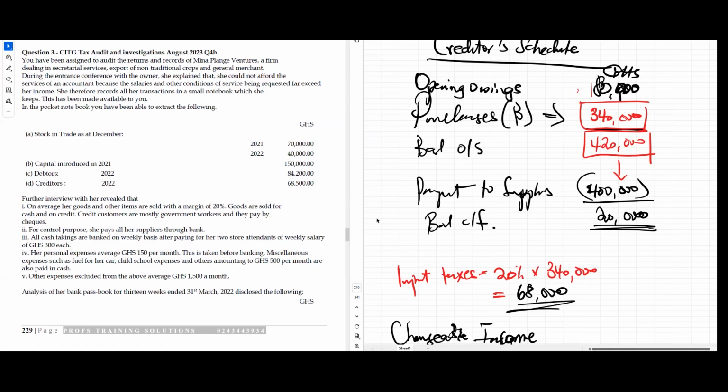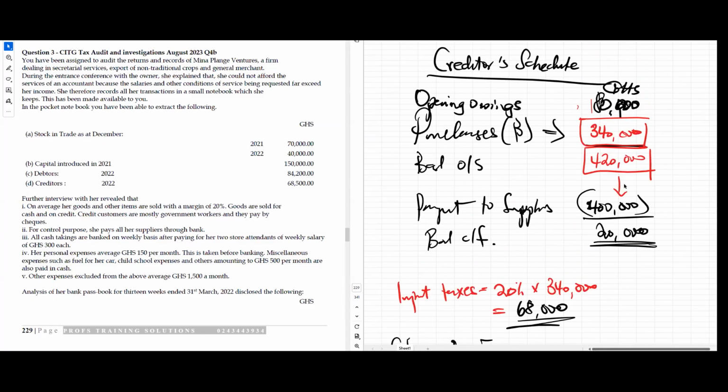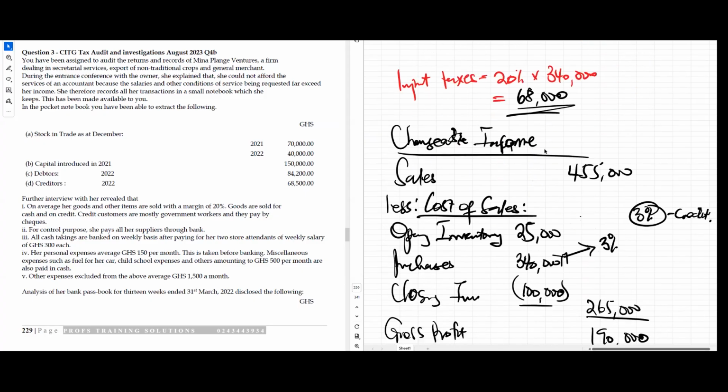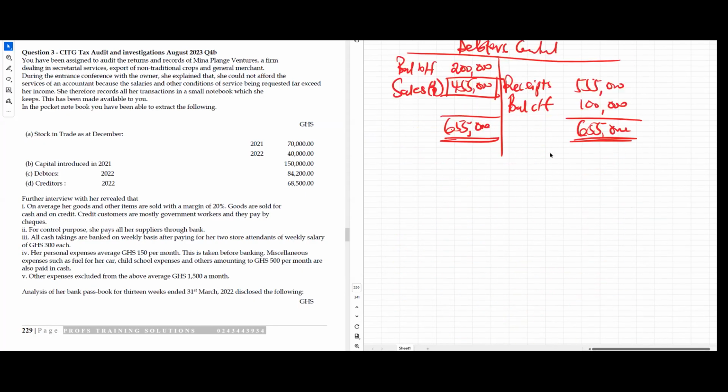Do you get it? Then you just put it into an equation, then get the balancing figure. You don't have to work back like I did here. You can just say opening owings plus purchases minus payments is equal to closing. Then you find the missing figure. That's all. Are we okay?